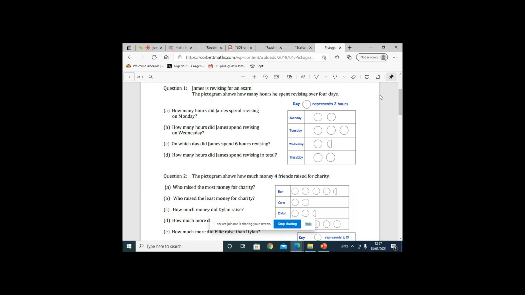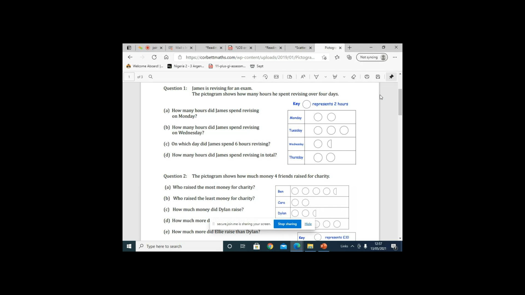So can you do the question? Let me see, do the first question for me. How many hours did James spend revising? James is revising for an exam. The pictogram shows how many hours he spent revising for 4 days. So that is 4 hours. Yes, 4 hours.